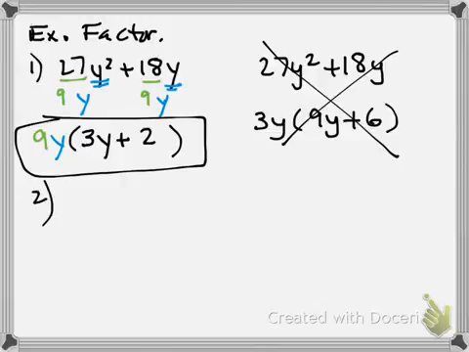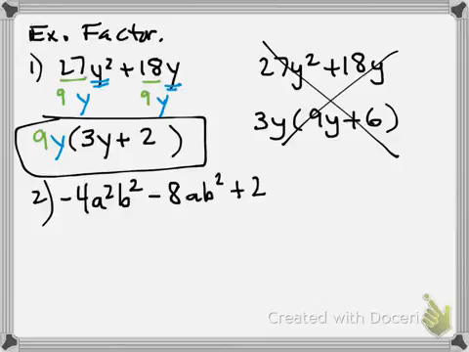How about negative 4a squared b squared minus 8ab squared, and then plus 2ab. Okay? So what we're going to do is look for something they all have in common. So again, it's a division problem, so I'm going to set this up as division.